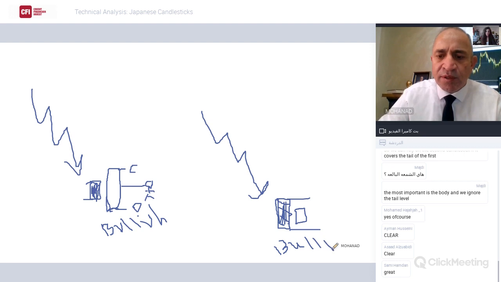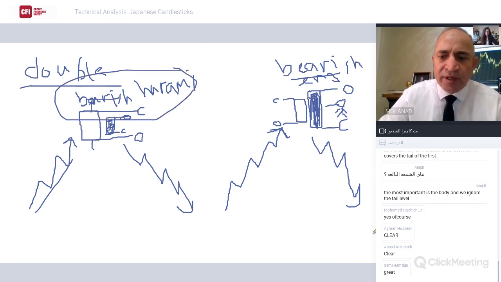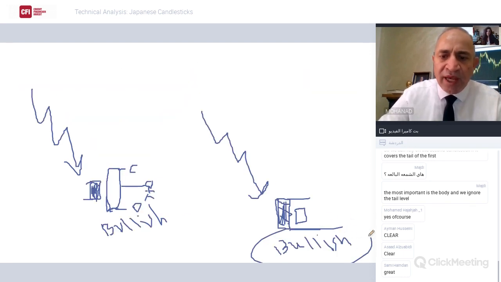Bullish harami. Here we had bearish harami. Here we have bullish harami. At the end of a downtrend, we have a bullish harami. It is a bullish candlestick pattern. When I see it at the end of the downtrend, I expect the market will change its direction from the downtrend line to the uptrend line. In both examples, the low of the pattern is my stop loss.